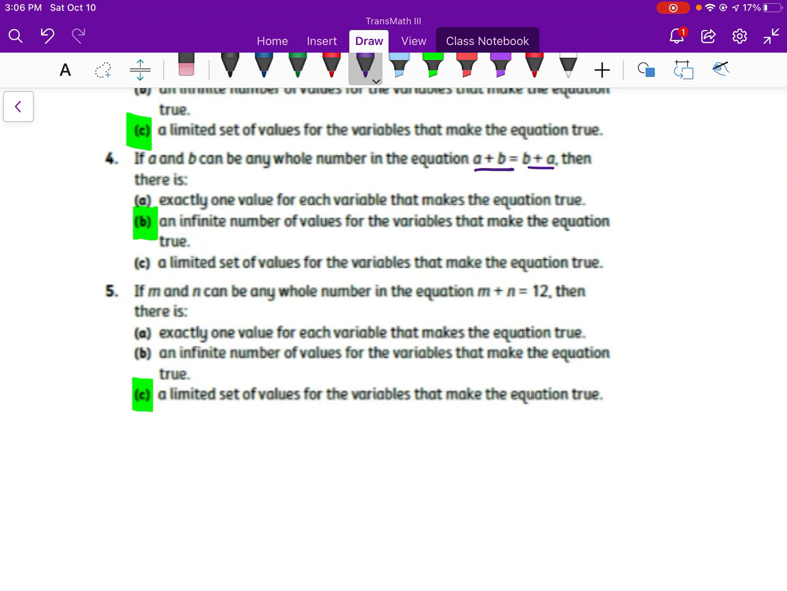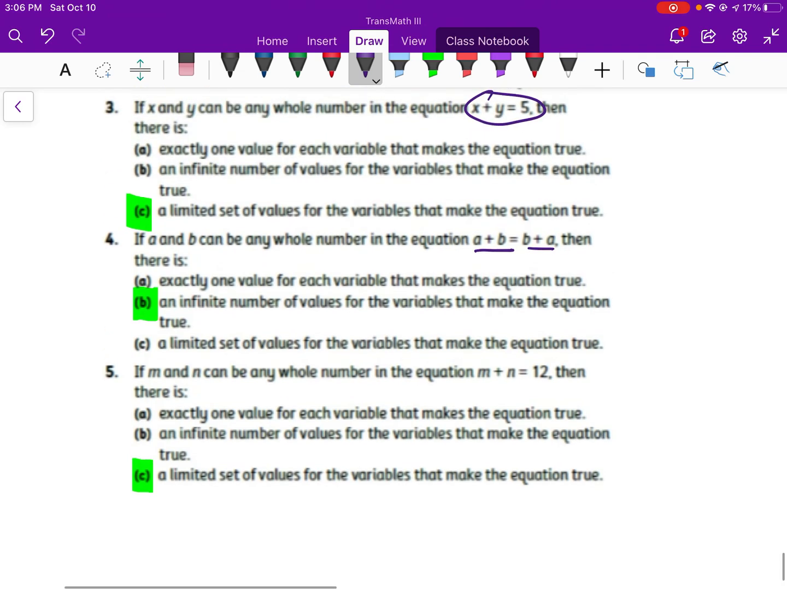Okay. Now, if m and n can be any whole number in the equation m plus n equals 12, this is a situation like where the x plus y equals 5, okay? We're going to have a limited set because it's set equal to that specific value of 12.